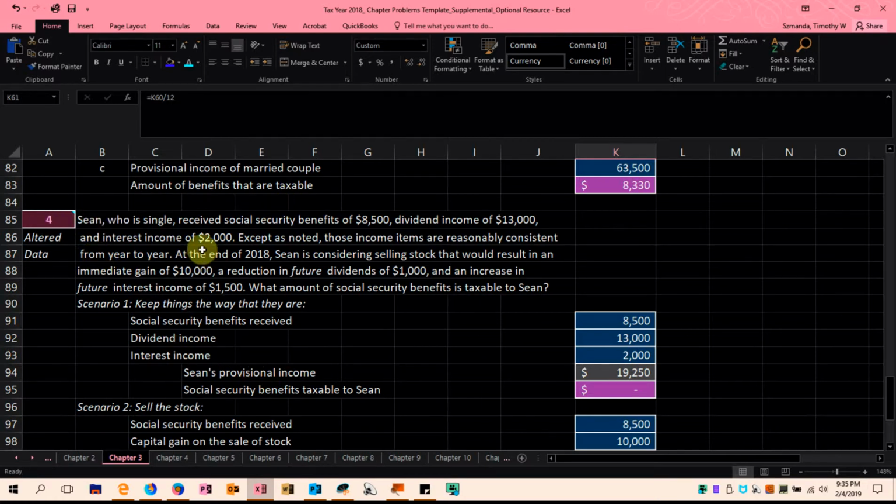They give us information about Social Security benefits that Sean, who is single, received, dividend income of $13,000, and interest income of $2,000. He's considering selling the stock, and the question is how he should handle the fact that he might get a $10,000 gain, because this immediate gain, if he sells all the stock right now, might elevate his provisional income such that some of his Social Security benefits become taxable.